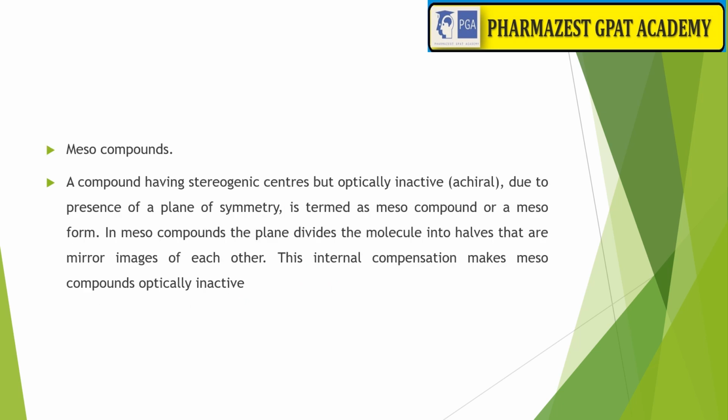Next, coming to meso compounds. Enantiomers, diastereomers, now meso compounds. A compound having a stereogenic center but optically inactive, achiral, due to the presence of a plane of symmetry, is termed a meso compound or a meso form. Actually, if a compound has a stereogenic center, then it is said to be chiral. But in meso compounds, they have a chiral center, but due to the presence of symmetry they are optically inactive.